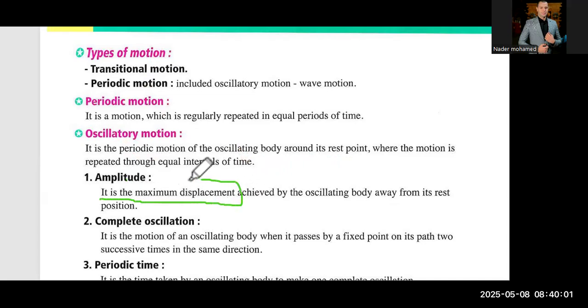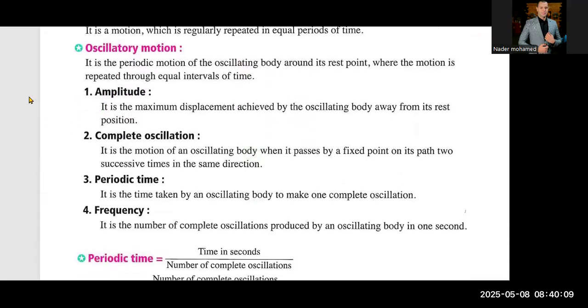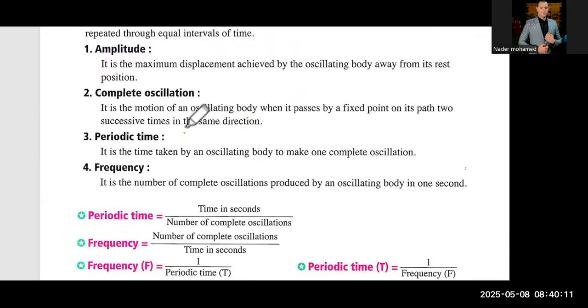The maximum displacement the object can do is called amplitude. Amplitude, we can measure it with meter or centimeter. When the object makes four amplitudes, it's called a complete oscillation. A complete oscillation is the motion which the body does when it passes by a fixed point on its path two successive times in the same direction.